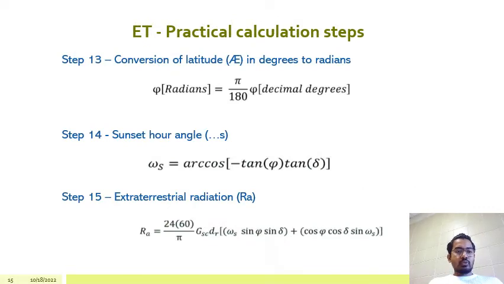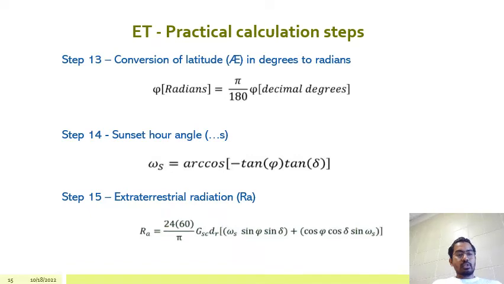So for the conversion of latitude in degrees to radians, first of all we get the latitude for Beaumont and Amarillo from the distance2.com website, and put it here to convert into radians. And step 14 is the sunset hour angle, where we take the cos inverse, putting in the radians value, and we'll find the sunset hour angle.